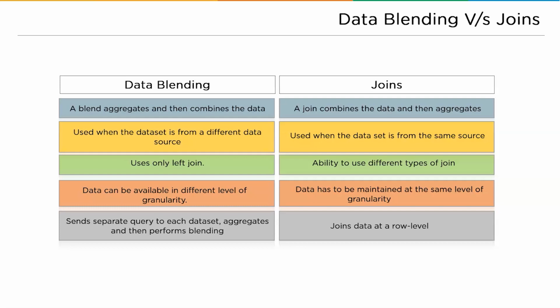The fourth difference is data can be available in different levels of granularity in data blending. So the level of granularity can be maintained at different levels when you use data blending, but when you use joins, the granularity of all the data should be maintained at the same level.